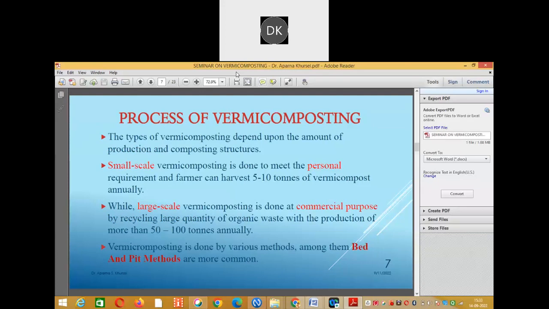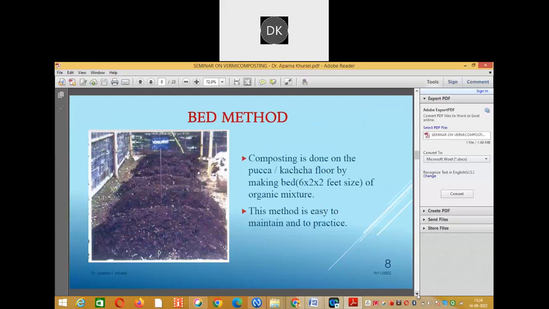Now, what is the process of vermicompost? Depending upon the amount of production and the composting structure, we have small scale production and large scale production. If a farmer needs it for personal requirement, he can do small scale production, where he can harvest 2 to 5 tons of vermicompost annually. For commercial purposes, large scale production can be done. There are various methods, among them the bed method and pit method are very common in vermicompost.